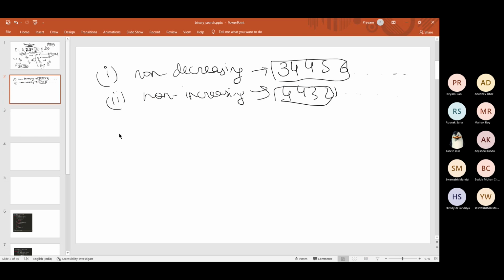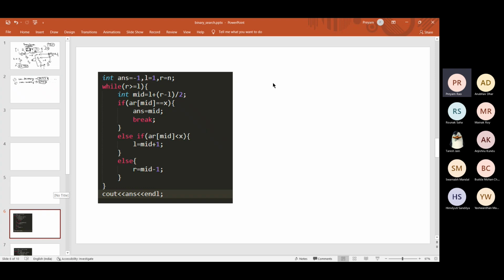So this is the basic concept of binary search. Now let's actually look at some code. This code is written in C++. I hope most of you are comfortable with C++.